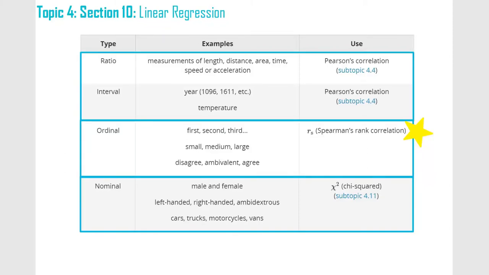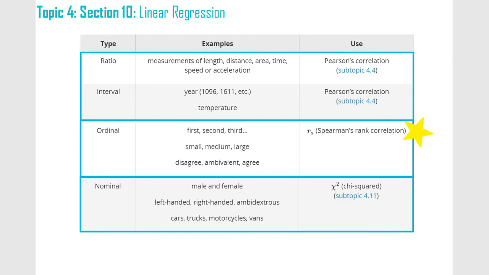Hello, today we're going to talk about topic 4, section 10, linear regression. So first you have your different types of data that you could have: ratio, interval, ordinal, nominal. And we've already talked about ratio and intervals and have done a Pearson correlation. So this section is all about ordinal. All right, that is your ranking.